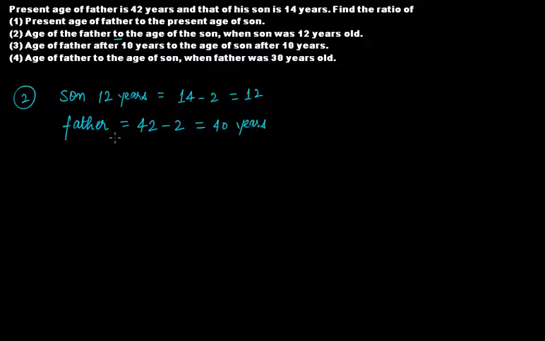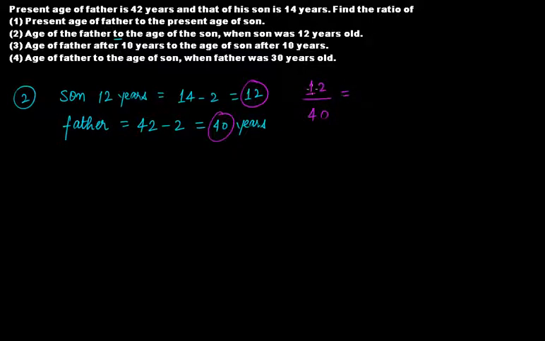Okay, in that case the age of the father to the age of the son will be how much? We have 12 here and we have 40 here. So that will be 12 to 40. Now, in order to find the ratio, you have to simplify this ratio also, because of course it's a ratio, but it's not in its simplest form. If you have to simplify it, find out the highest common factor. The highest common factor will be 4.